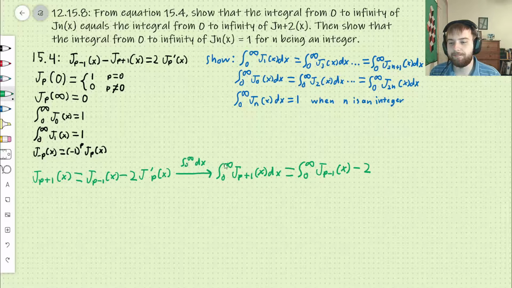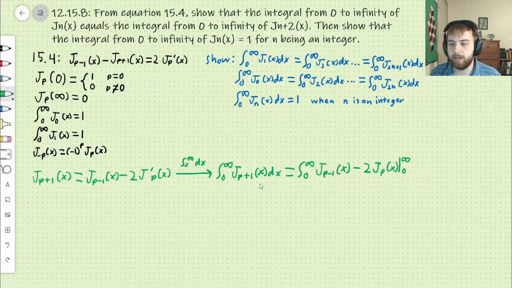This is the derivative with respect to x. The derivative with respect to x and the integral with respect to x are very good at canceling each other out. So this just ends up being just your normal p order Bessel function. But since we have limits of integration, we need to evaluate these at those limits.